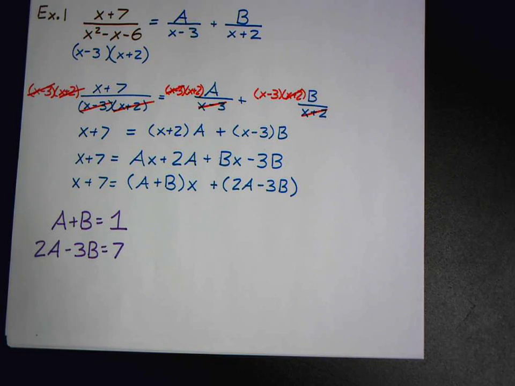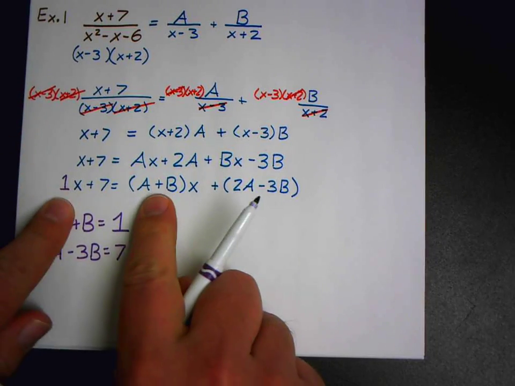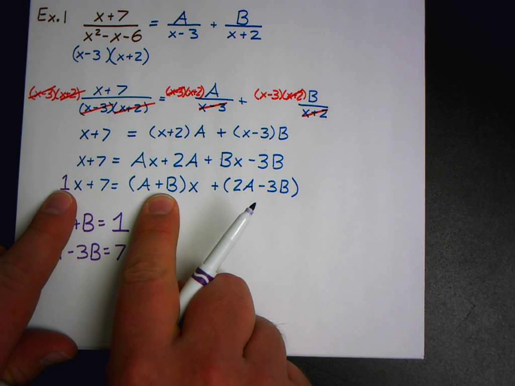We said it's equal, right? So the left-hand side has to be equal to the right-hand side. So whatever's in front of the x on the left-hand side has to be equal to whatever's in front of the x on the right-hand side. Whatever the constant is on the left-hand side has to be equal to the constant term on the right-hand side. So whatever's in front of the x here, which is just a 1, has to be equal to whatever's in front of the x here. So A plus B has to be equal to 1.